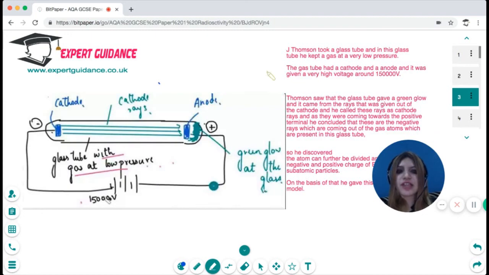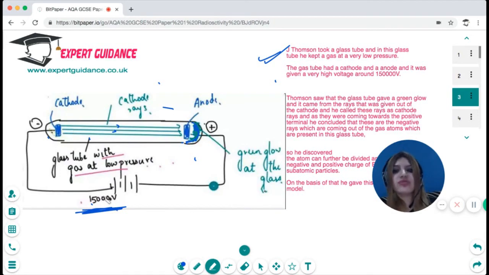The first discovery was J.J. Thomson's. What he did was he took a glass tube and kept a gas at a very low pressure. In the glass tube, he had a cathode and an anode and gave it a very high voltage, around 150,000 volts. At such a high voltage, he saw some rays going towards the positive plate. As soon as they struck the positive plate, they caused a green glow at the glass. So he concluded that there are rays coming out of the cathode.